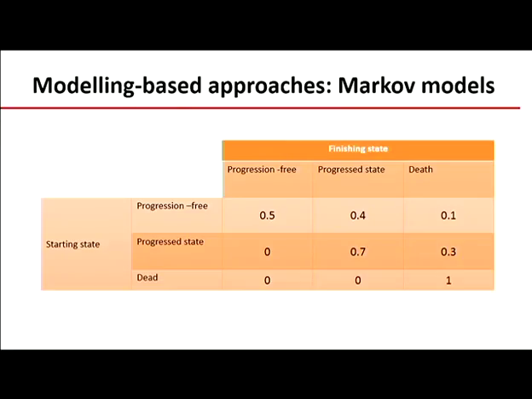Anyway, you have here another table in which you can see how the transition probabilities are. Basically, they always sum up to one, and then you have a starting state and a finishing state and how they progress. From here you can see how the transition probabilities are simply constant and they don't change. They don't take into account what has happened in the previous cycles.